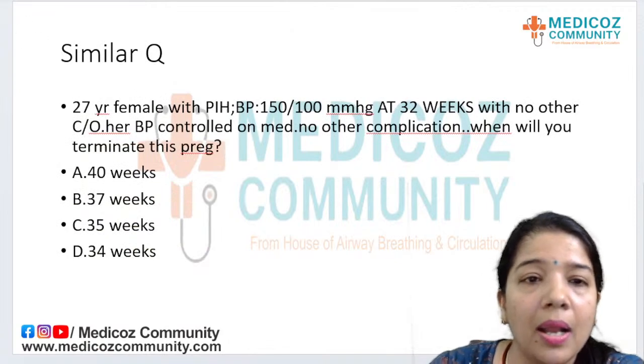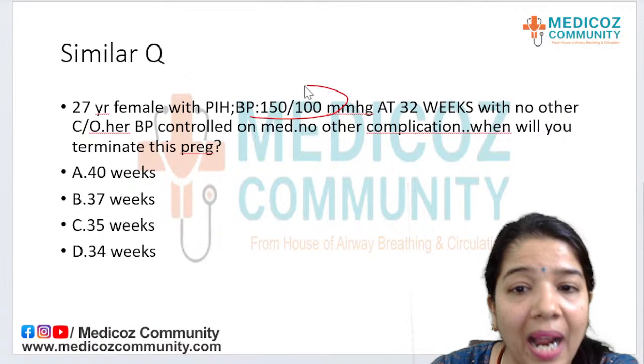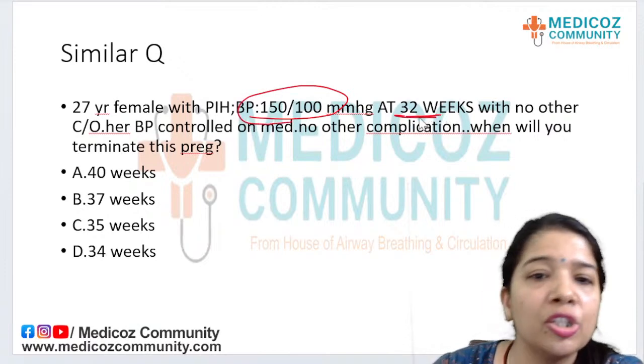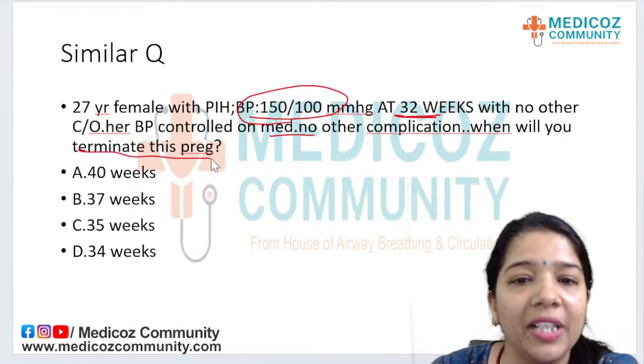gestation. Now suppose the question is asking, a 27-year-old female is there with PIH, her BP is 150 by 100, okay, at 32 weeks, there is no other complaint. Her BP is controlled on medications, no other complication. Now when will you terminate this pregnancy?